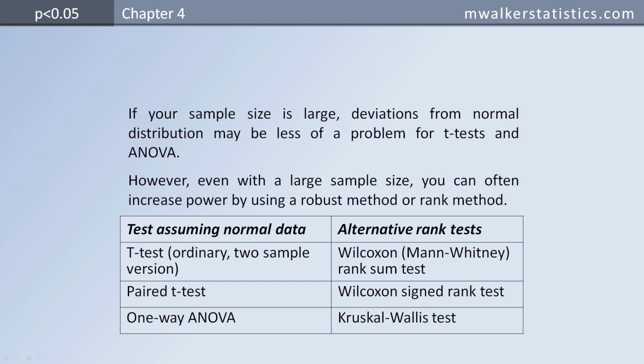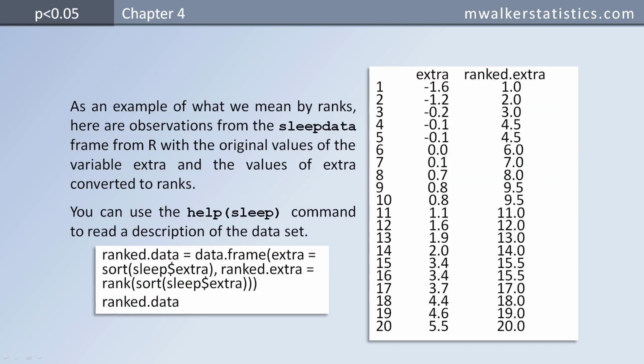If your sample size is large, deviations from normal distribution may be less of a problem for t-tests and ANOVA. However, even with a large sample size, you can often increase power by using a robust method or rank method. As an example of what we mean by ranks, here are observations from the sleep data frame, from R with the original values of the variable extra and the values of extra converted to ranks. You can use the help sleep command to read a description of the dataset.